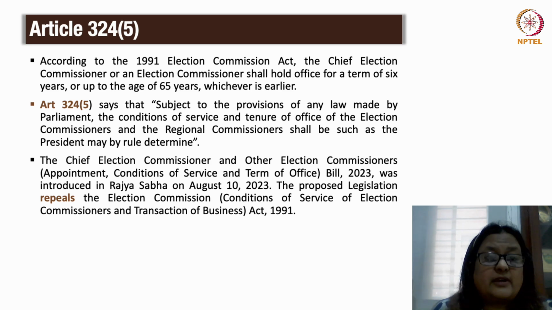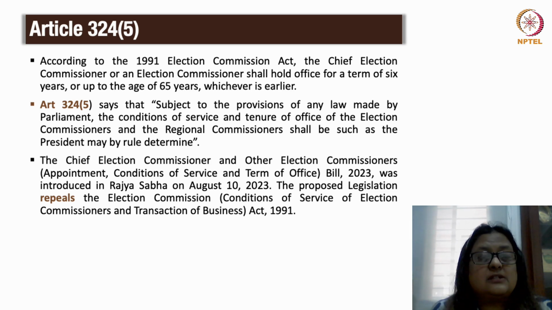Article 324(5) says that subject to the provision of any law made by the Parliament, the conditions of service and tenure of office of the election commissioners and the regional commissioners shall be such as the President may determine. Now, the President has powers in appointing the election commissioners and fixing the conditions of service and tenure, but as per the Election Commission Act. Now, as I already said, the Election Commission Act of 1991 deals only with the appointment, conditions of service and terms of office.